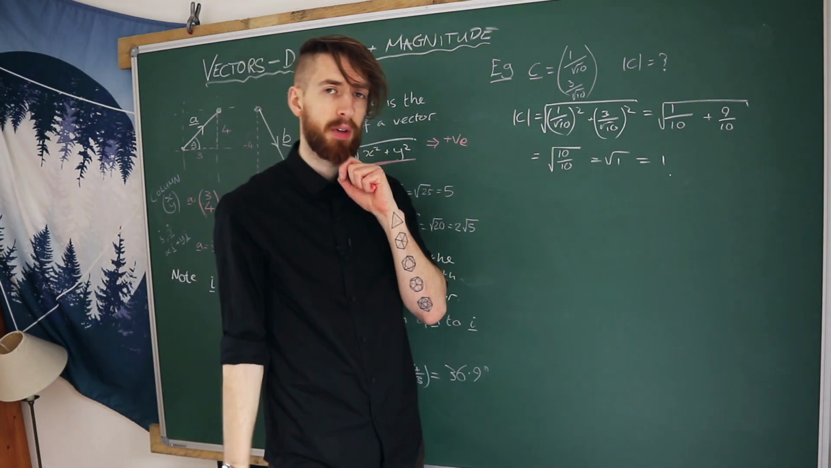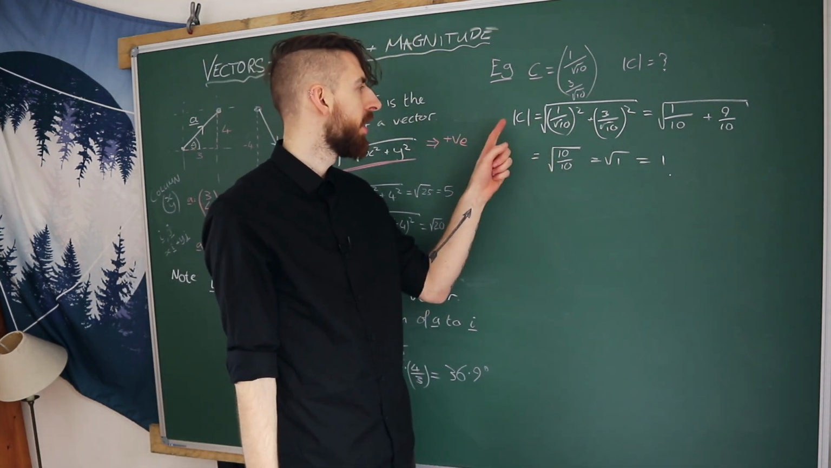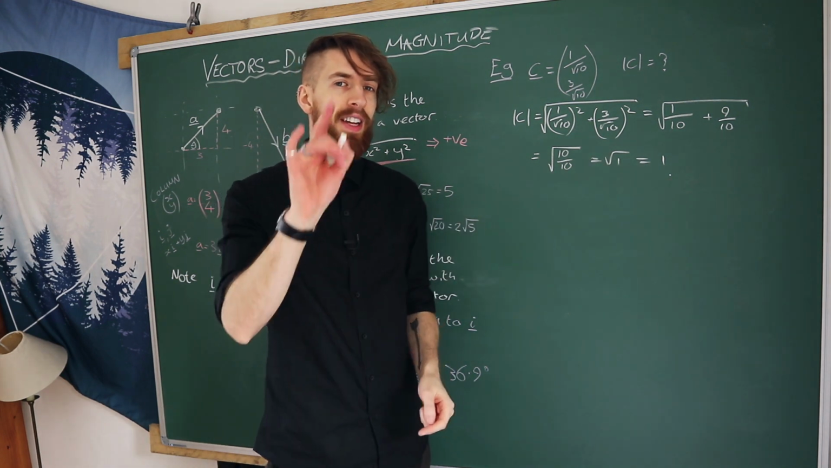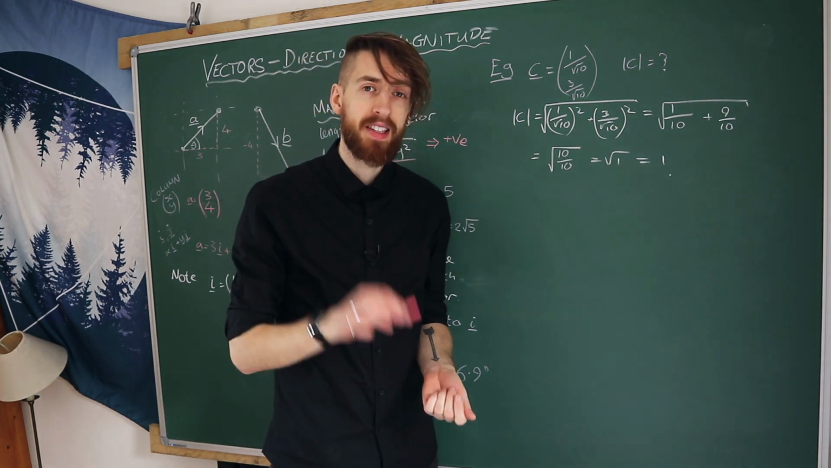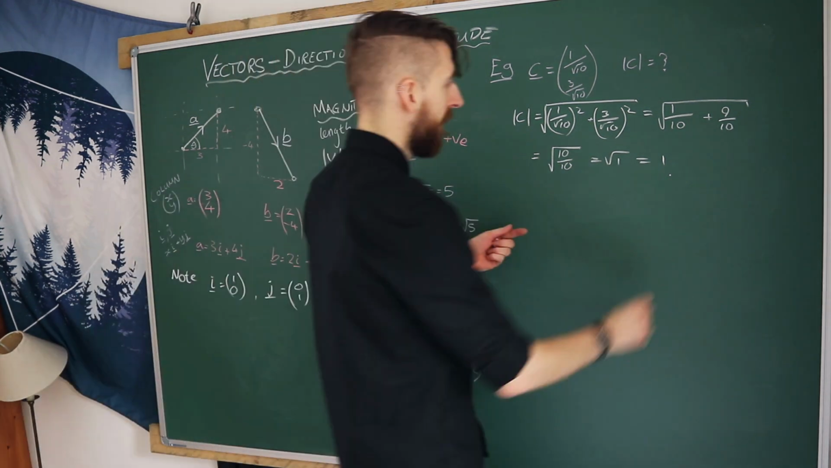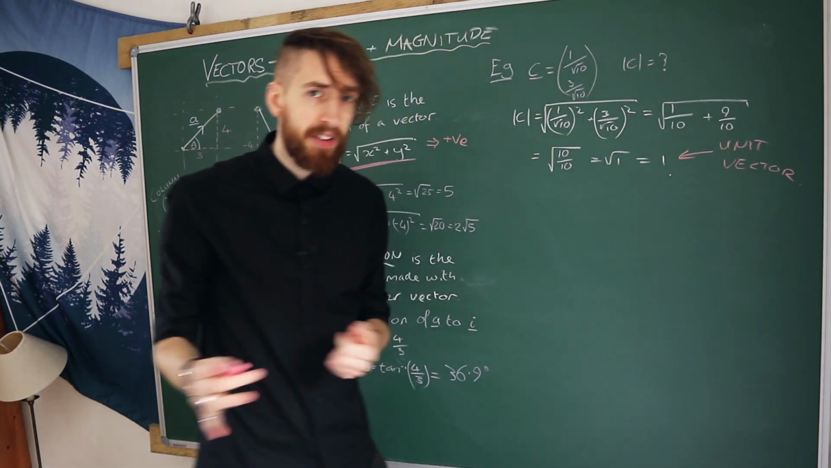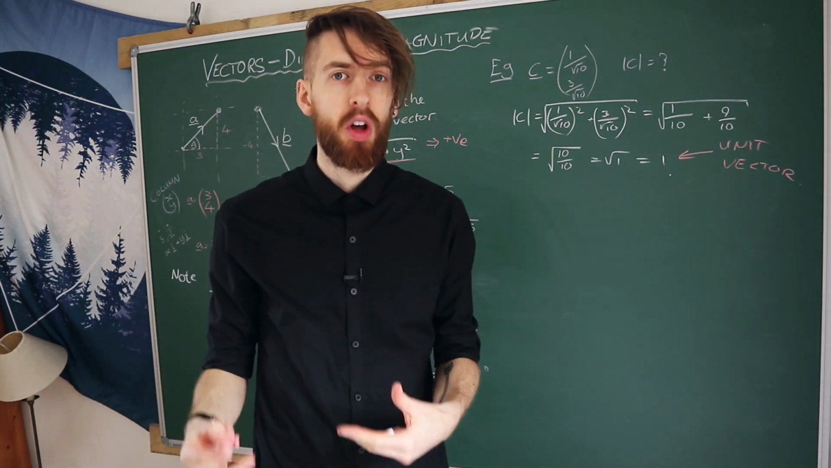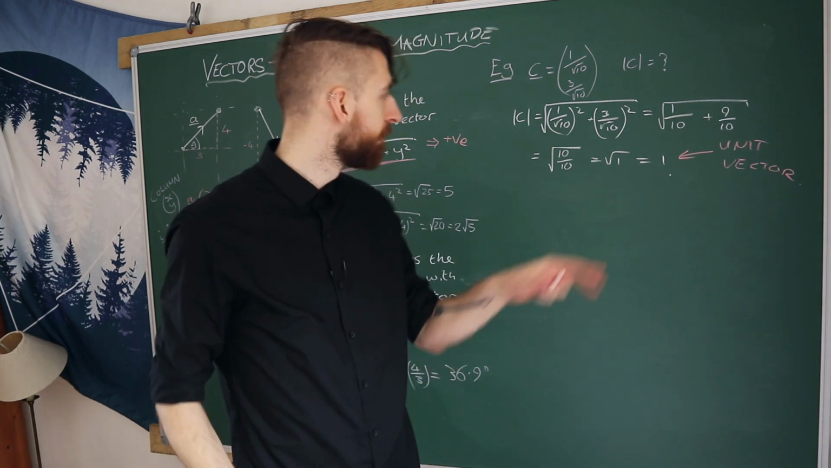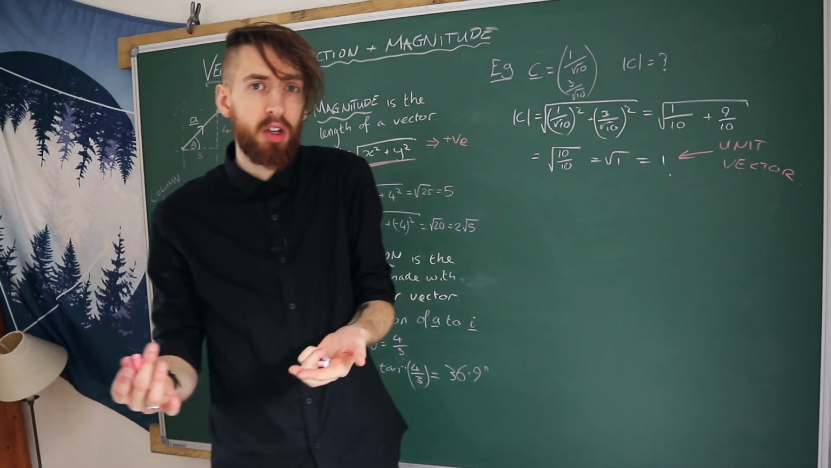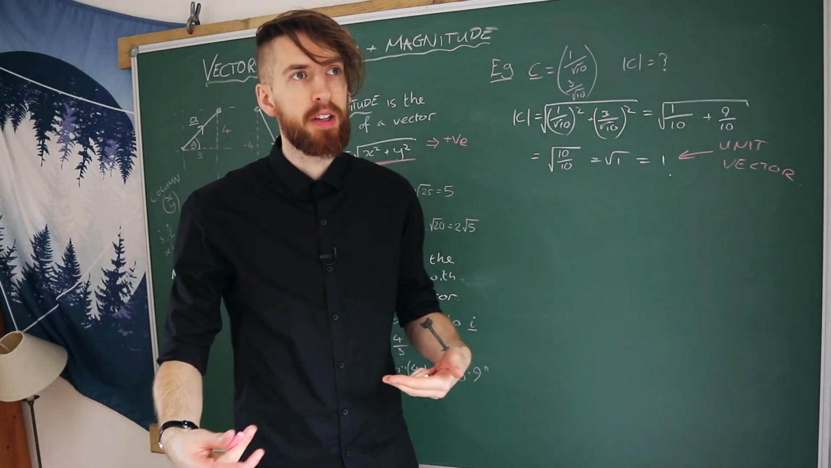Hope you followed that algebra. It's fairly straightforward. The magnitude of C is 1. Now this is a good example because this is a unit vector. The definition of a unit vector is that the magnitude of it is 1. So it's just a normal type of vector, but it's one where its magnitude is 1.